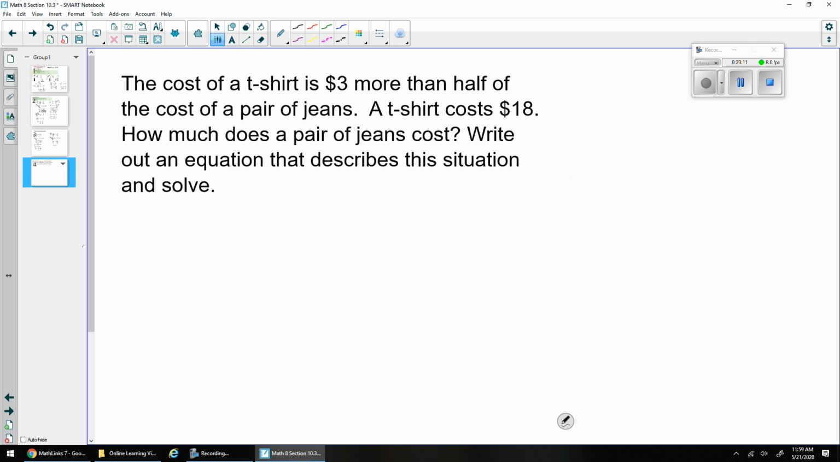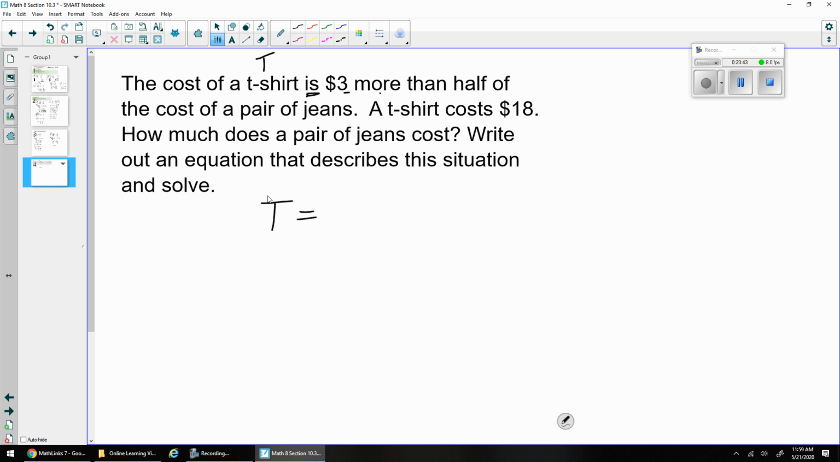Okay, so this is that first sentence here. The cost of a t-shirt is $3 more than half the cost of a pair of jeans. I have this in my equation now. The cost of a t-shirt is half the price of a pair of jeans, jeans divided by 2, plus $3. So $3 more than half the cost of a pair of jeans. I just checked that the equation I wrote matches that sentence, and it does. So I'm on the right track. It's an equation that I'll be able to solve.